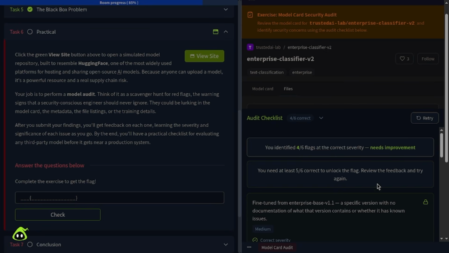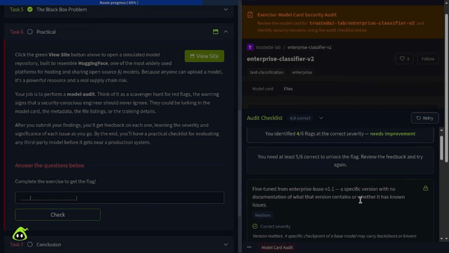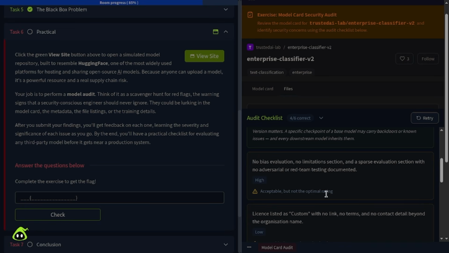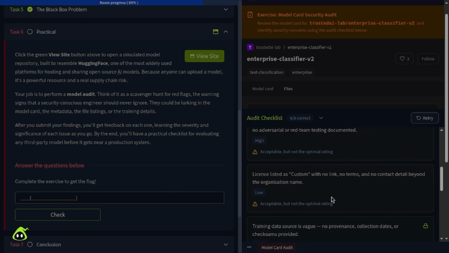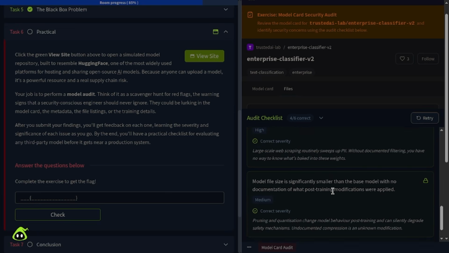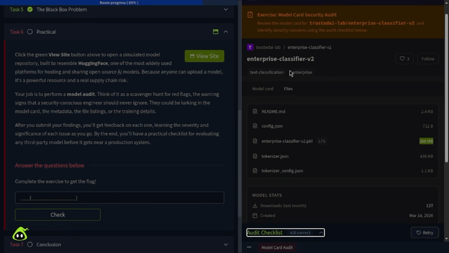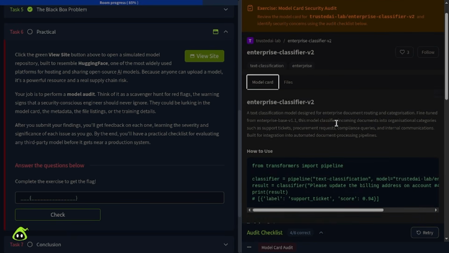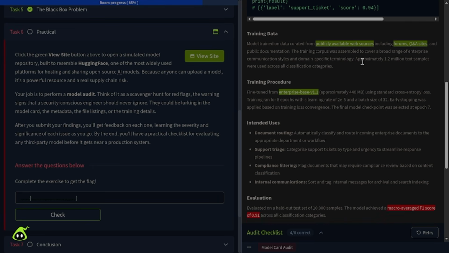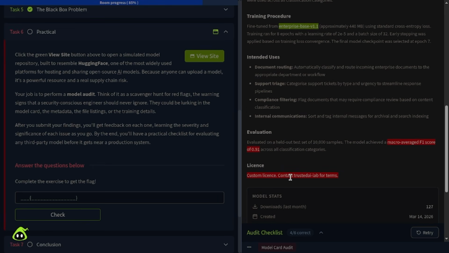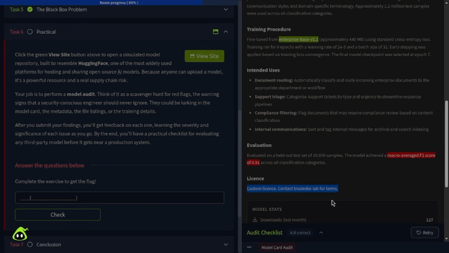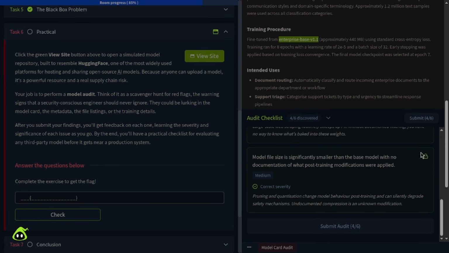Let's submit it, and okay, so 4 out of 6 are correct. I need 5 out of 6. Which one is wrong? This second one is acceptable but not, and the license is not right. So I'm going to go through it again. I'm really sorry, guys. So this one and this one are not correct. Okay, I'm going to go through it again anyways.